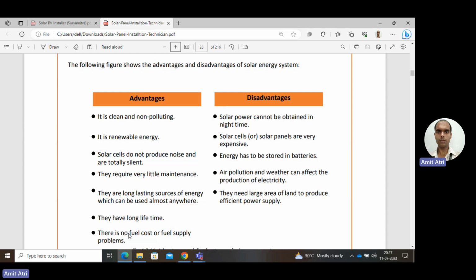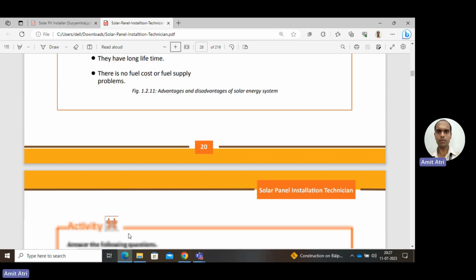Pollution is also one of the reasons which reduces the electricity produced, because the dust and dirt that accumulates on the surface of the solar panel reduces the light reaching the solar cells. Next, they need a large area of land to produce an efficient power supply. Yes, we require land where we need to put our solar panels.